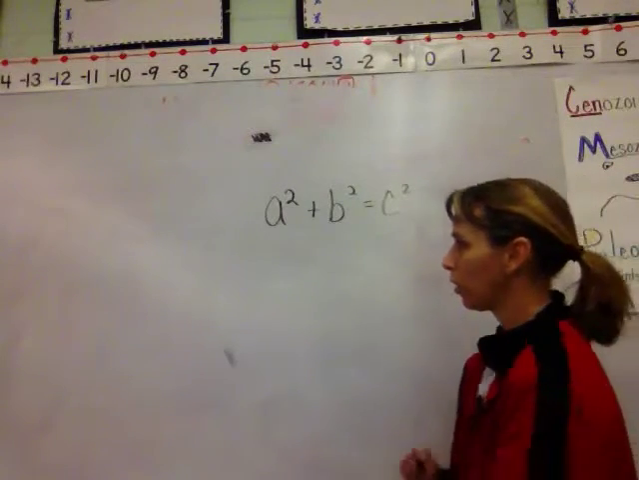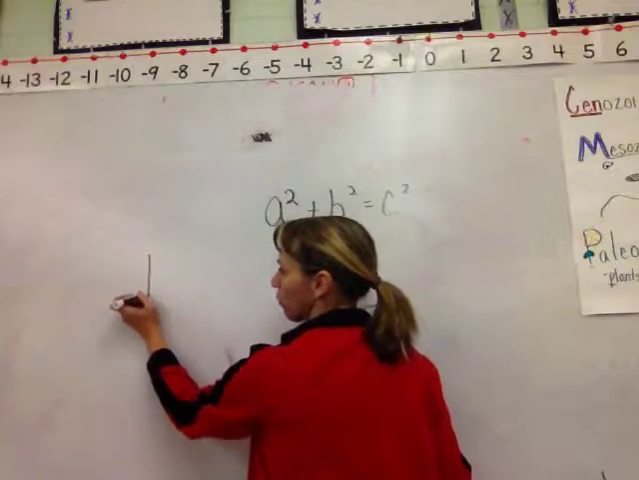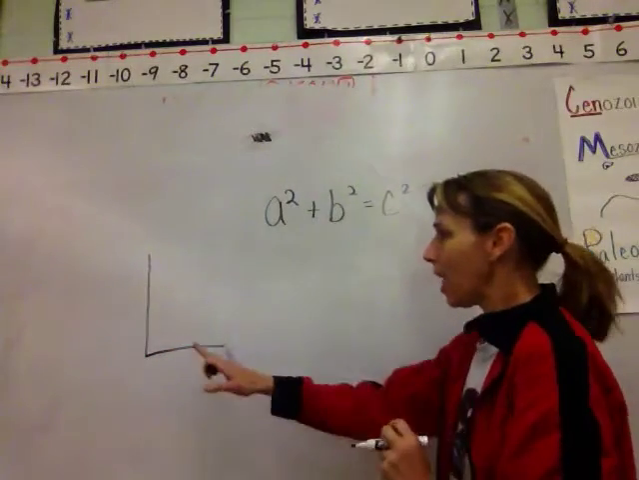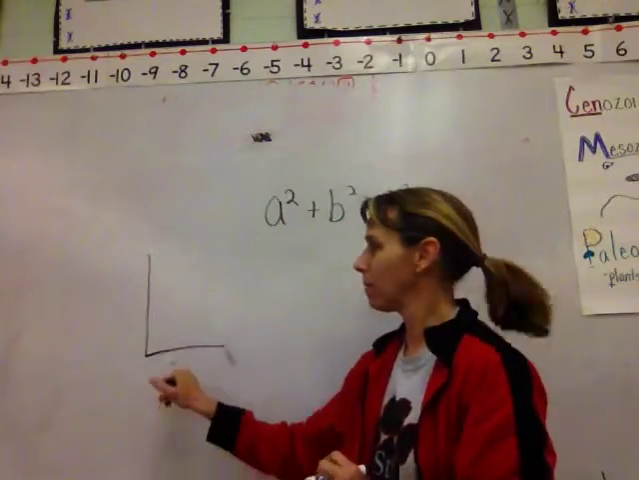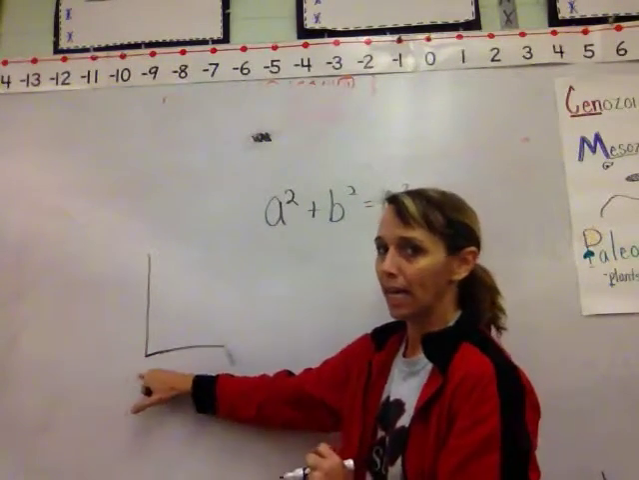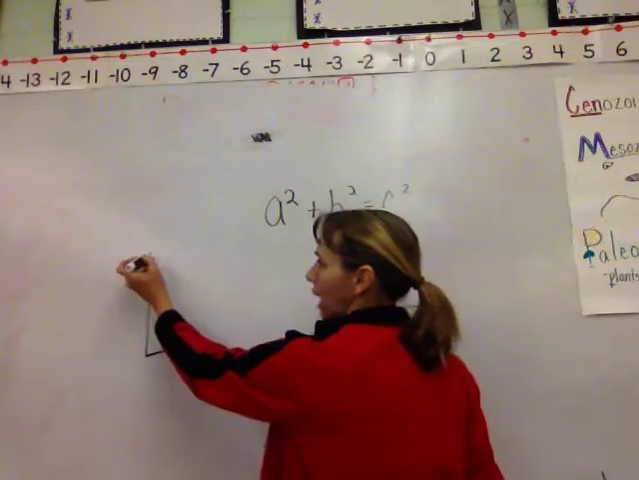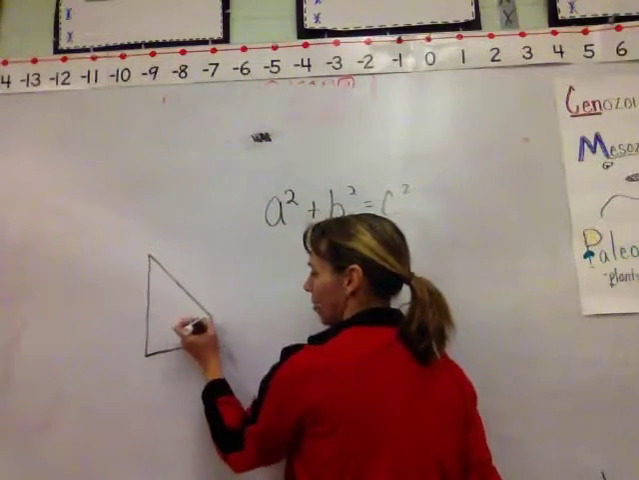a right triangle. So first thing I'm going to do is draw a picture of a right triangle. You notice I start with the L. The L is for each of your legs. So this is considered one of the legs, and this is the other leg. And then the longest side of your right triangle is the hypotenuse, which is your diagonal that goes down.